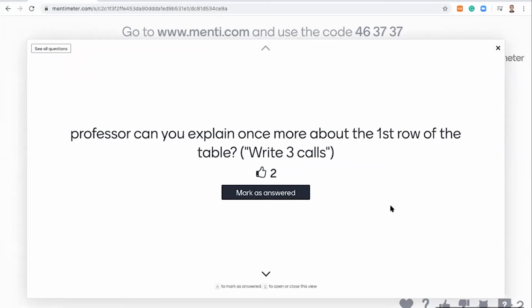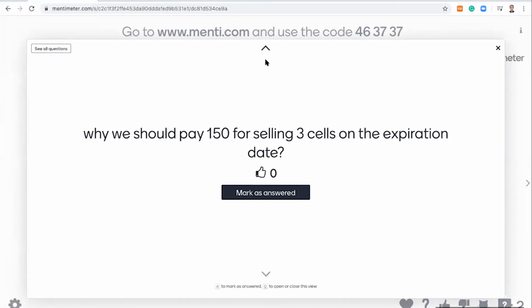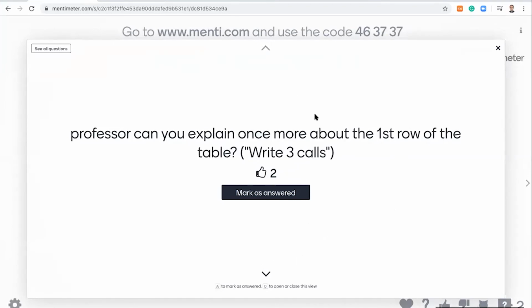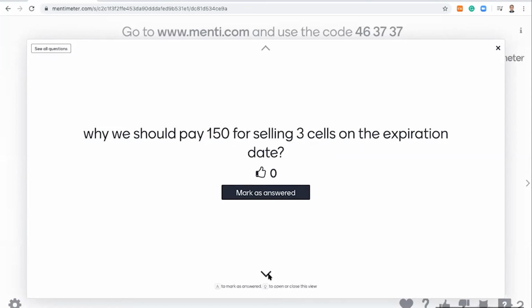Explain one more about the first rule of the table, right? 3/4. Okay, I'm going to explain. I think I can explain these two together. So why should we pay 150 for selling 3 calls on the expiration date?